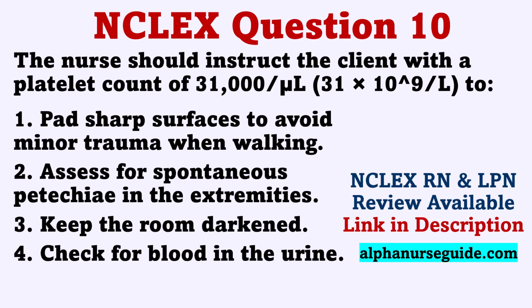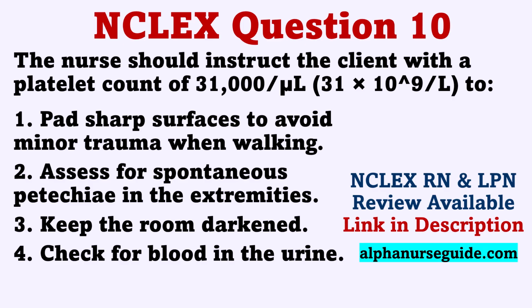The nurse should instruct the client with a platelet count of 31,000 per microliter to: 1. Pad sharp surfaces to avoid minor trauma when walking. 2. Assess for spontaneous petechiae in the extremities. 3. Keep the room darkened. 4. Check for blood in the urine.